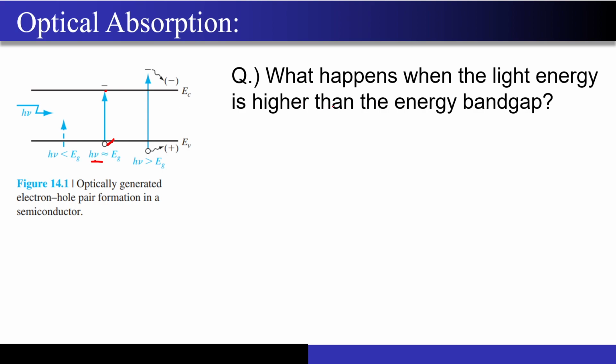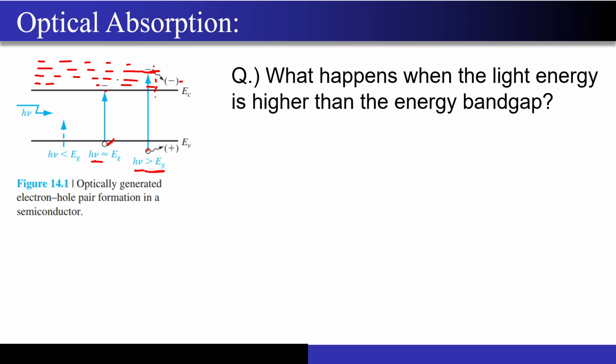But what will happen if I have a photon whose energy is much higher than the energy band gap? We may think that it may generate 3 or 4 electron hole pairs, but that is not what happens. When the photon hits, it excites an electron from the valence band to the conduction band, and you know that the conduction band consists of a lot of states. So the photon will excite an electron from the valence band into a state in the conduction band which is at a higher level over here.